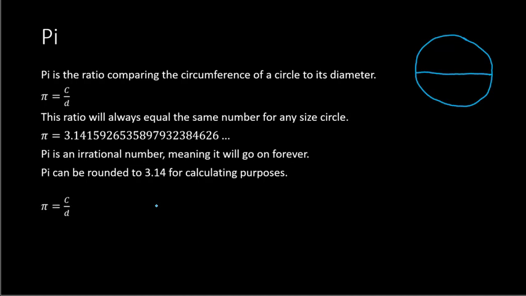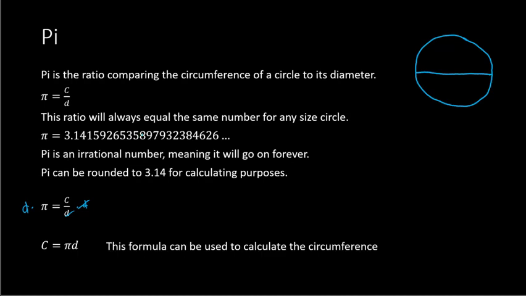All right, so pi we said is equal to the circumference divided by diameter. If we rearrange this, we can solve for circumference. If we multiply both sides of this equation by d, the diameter, that will get the diameter to cancel on the right side. And that gives us circumference equals pi times diameter. This is a formula that can be used to calculate the circumference, where if we know the diameter, just multiply by pi, and that gives you the circumference. So how do we do this?